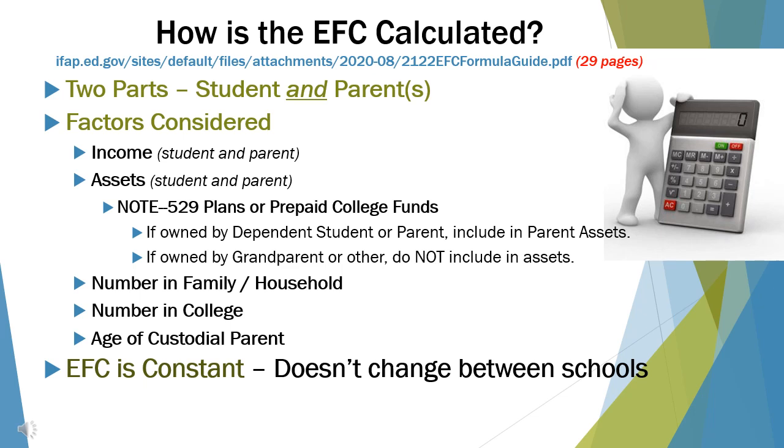How is the EFC calculated? The formula is very involved, and the 29-page formula can be found online at the website listed here. The expected family contribution is made up of 2 parts, the student and the parent's information. For both the student and the parents, the FAFSA considers their income, assets, number in the household, number in college, and even the age of the parents. Remember, the EFC is constant. The number does not change between schools.